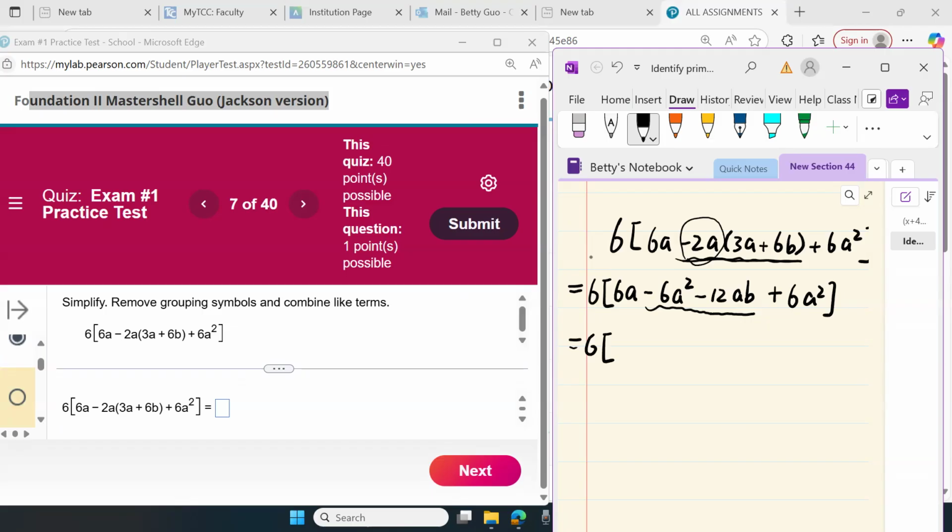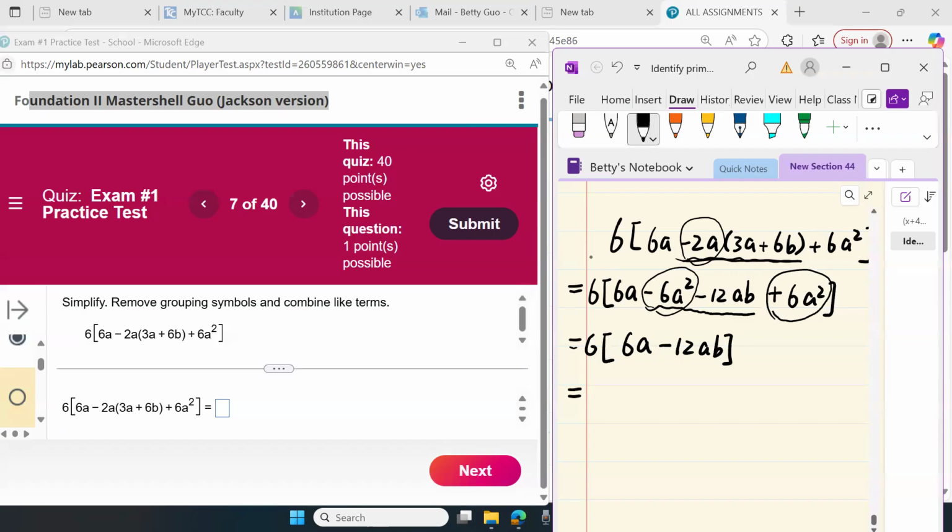Simplify the expression in the bracket. Let's see, do we have anything to combine? Yes, we do. -6a squared and positive 6a squared, they are opposites. They add up to 0, so they cancel each other. There are two leftover terms. We have 6a, bring it down, and -12ab.